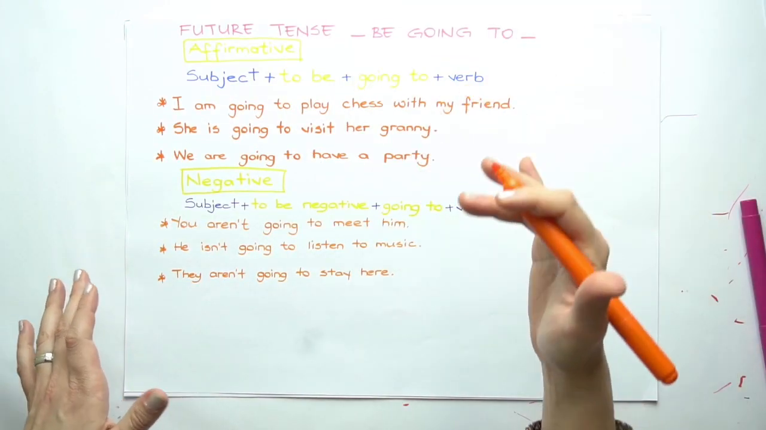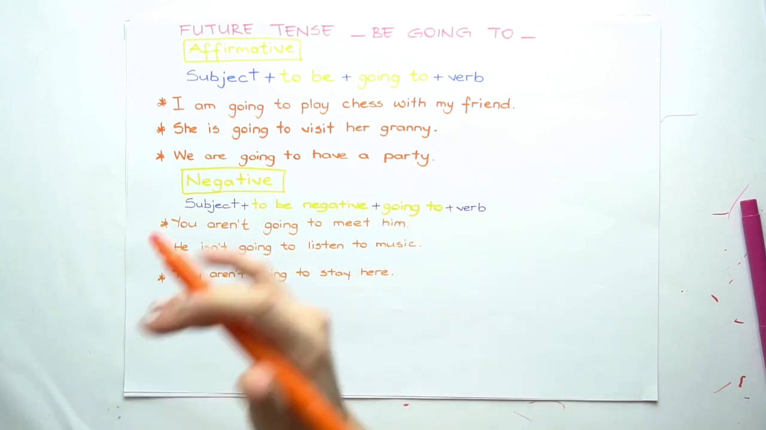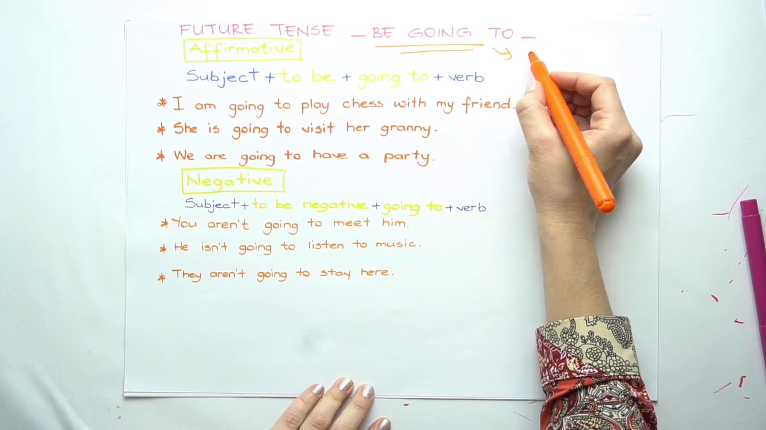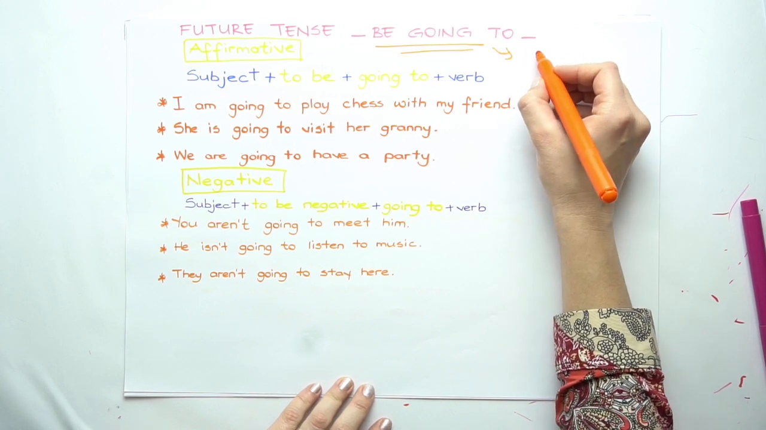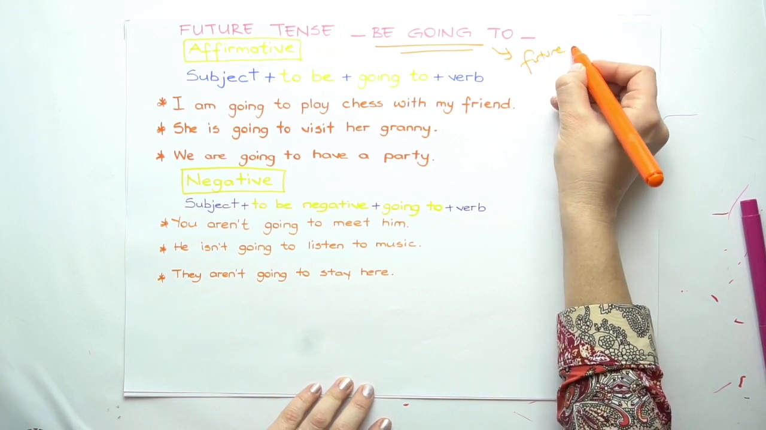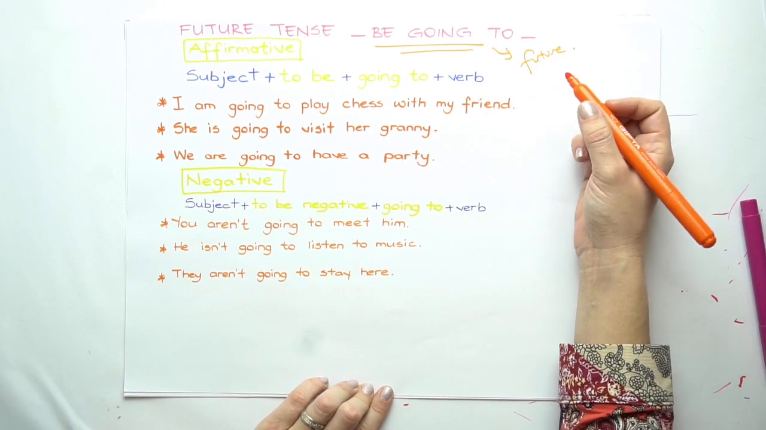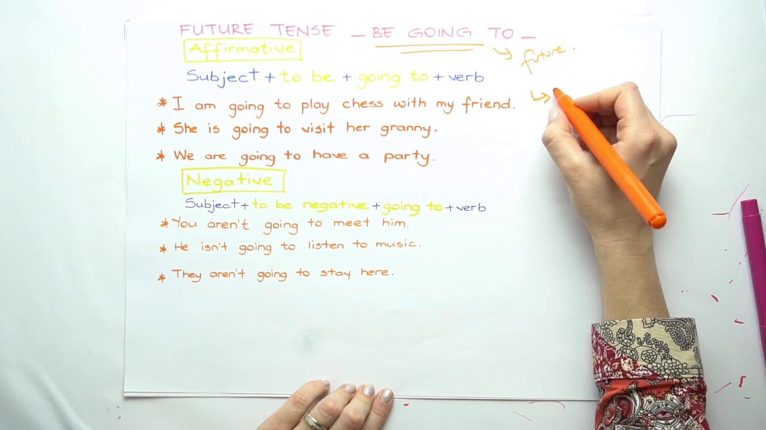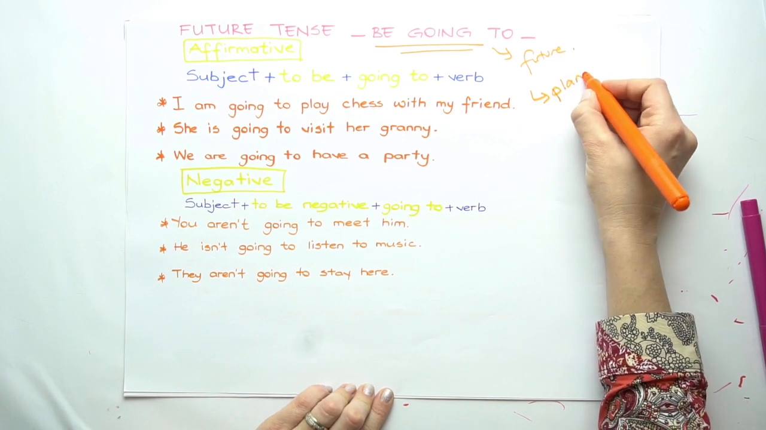Now, next expression that we're going to talk about is be going to. Be going to is also being used for future. But the difference between be going to and will is that we use be going to when there is a planned action.